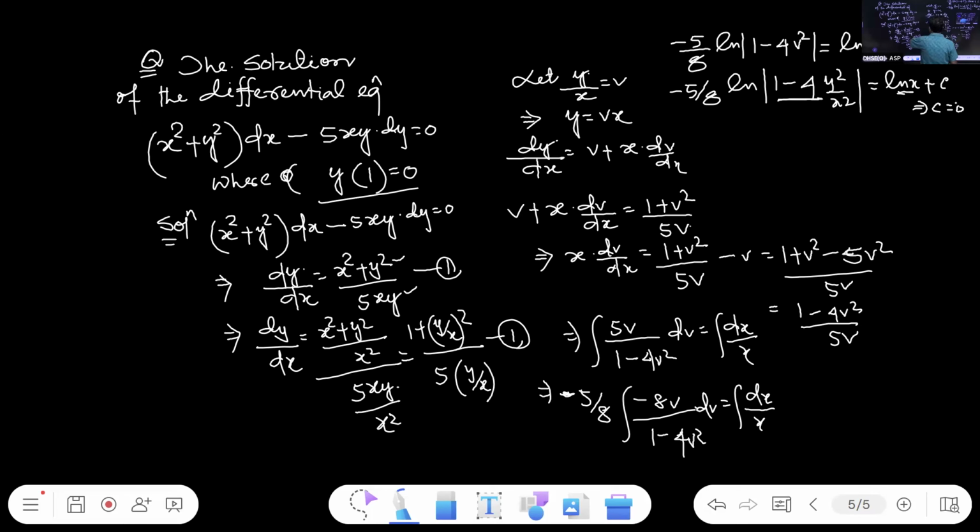So the final answer is minus 5 by 8. Here I am writing the final answer: minus 5 by 8 ln of 1 minus 4 y square by x square is equal to ln x. Then you will simplify it according to the options given in the question.